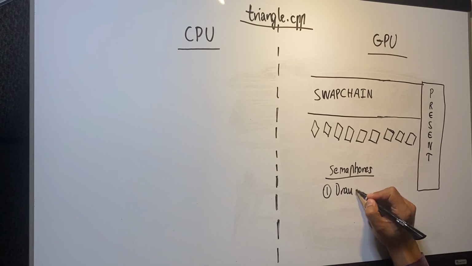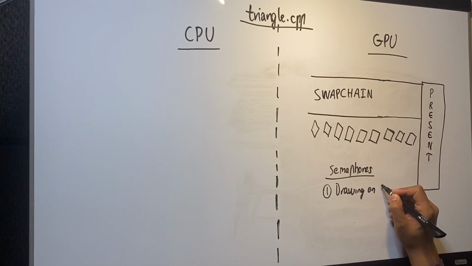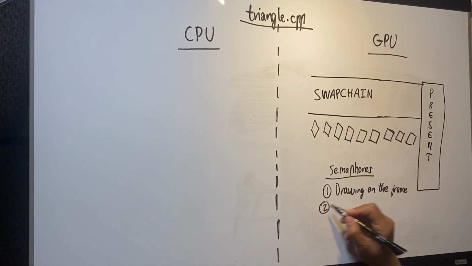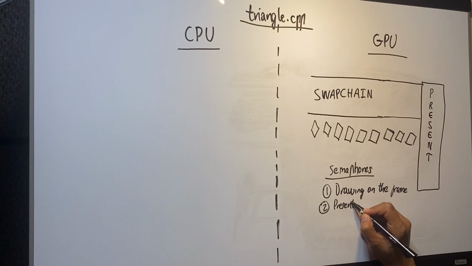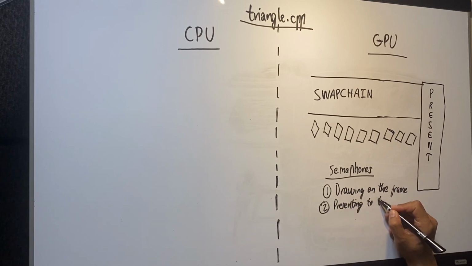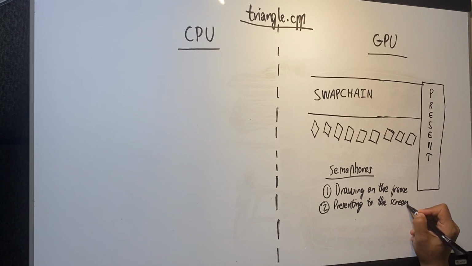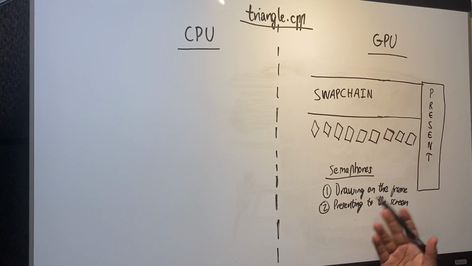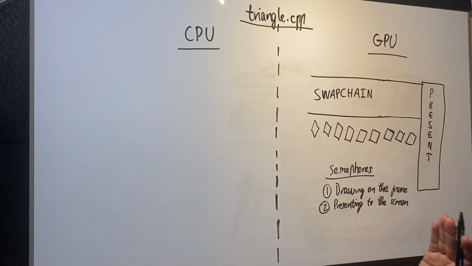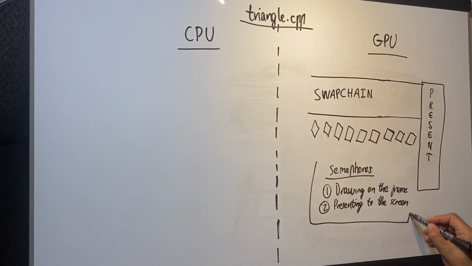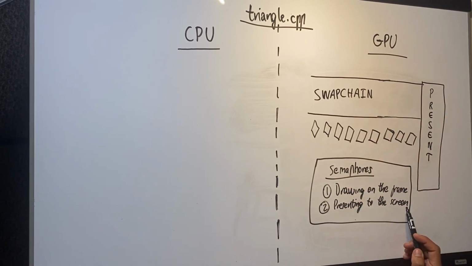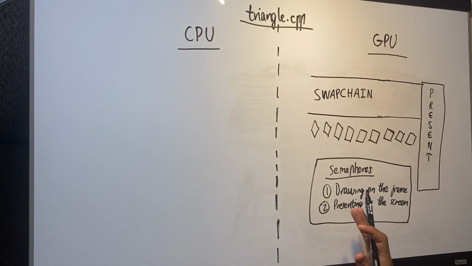drawing on the frame, and then number two, presenting to the screen, right? So we basically have to manage this relationship. We can't be drawing on the same frame that we're presenting to the screen, right? Now, this is the topic of discussion here for this thing, right? Drawing on the frame and presenting to the screen, okay? So these are our two semaphores.